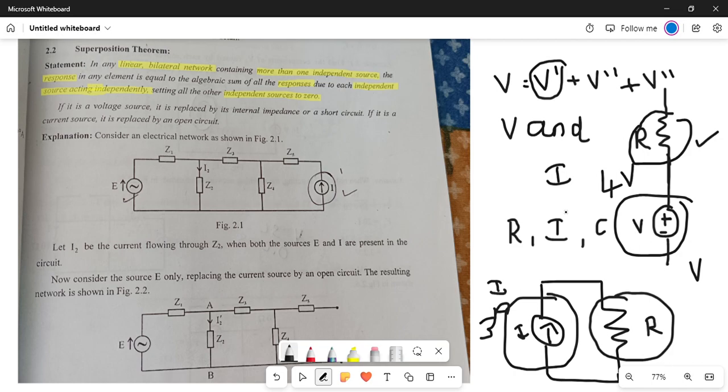the algebraic sum of all the voltages or currents that have been flowing in the individual element. So the algebraic sum of all the currents or voltages that are flowing across the individual element. Whatever voltage or current is flowing in that individual element, its summation, okay, its summation.